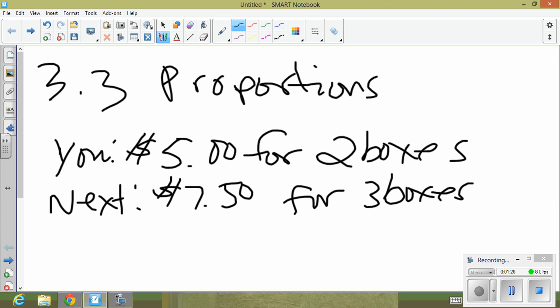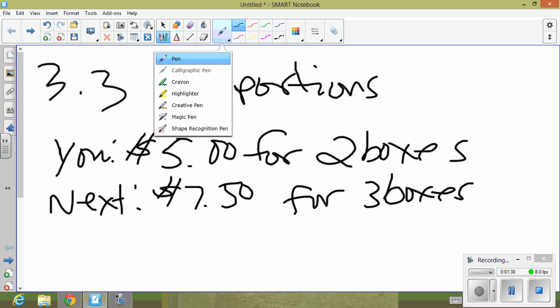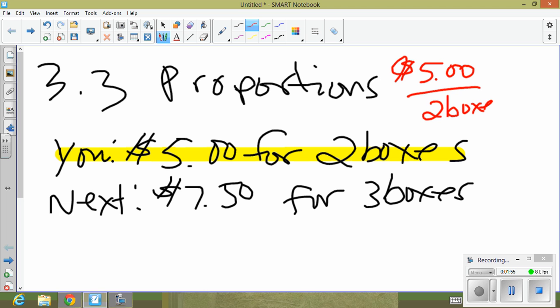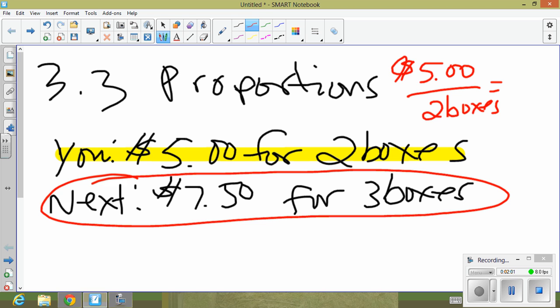So before we go any further, please make sure you have a calculator, and we're going to set up what we call a proportion. So what that means is we're going to take the two scenarios, scenario number 1, and write it as a ratio. Remember, a ratio is a fraction. So we're going to take $5 over 2 boxes. Okay, and we're going to set that equal to the second scenario. We're going to see if $7.50 over 3, and we're going to check to see if these are equal.